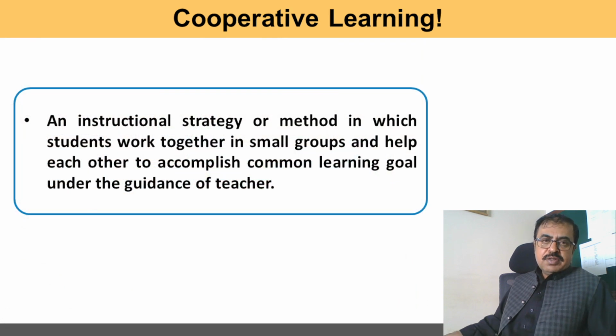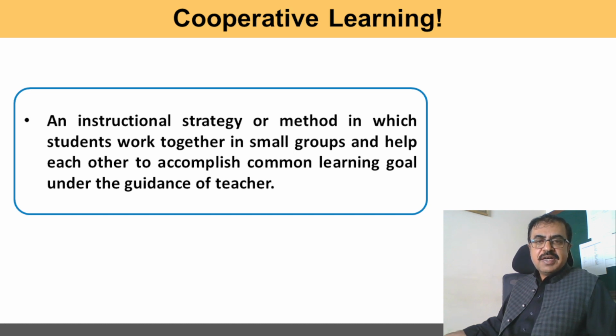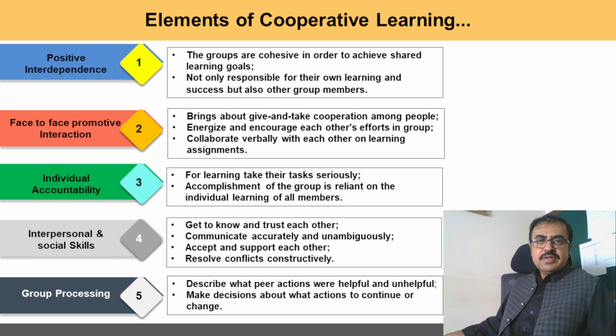Now let's come to cooperative learning's definition. It is an instructional strategy or method in which students work together in a small group and help each other to accomplish a common learning goal under the guidance of the teacher. David Johnson and Roger Johnson, who are also known as Johnson and Johnson, in their theory presented elements of cooperative learning.